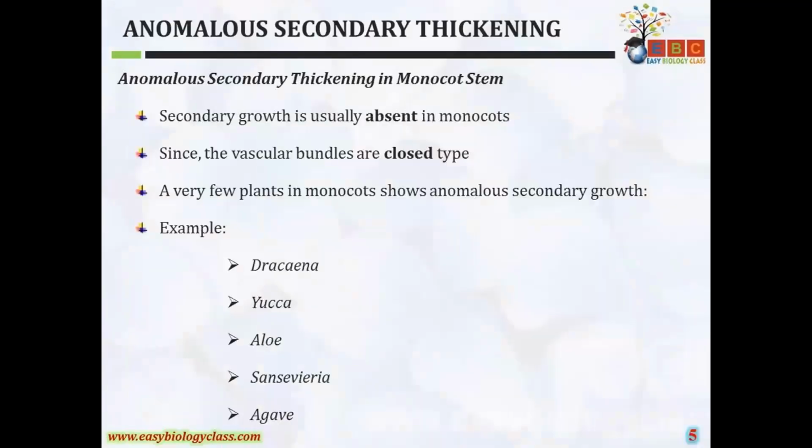Now, anomalous secondary thickenings in monocots. Generally secondary growth is seen in dicots, but some monocots show anomalous growth, namely Dracaena, Yucca, Aloe, Sansevieria and Agave. Secondary growth is usually absent in monocots because the vascular bundles are closed type, meaning the cambium is absent. But a very few monocots show anomalous secondary growth, mainly Dracaena, Yucca, Aloe, Agave and Sansevieria.